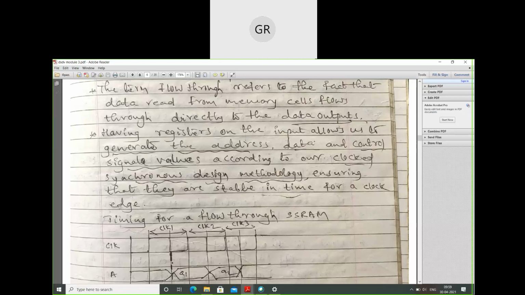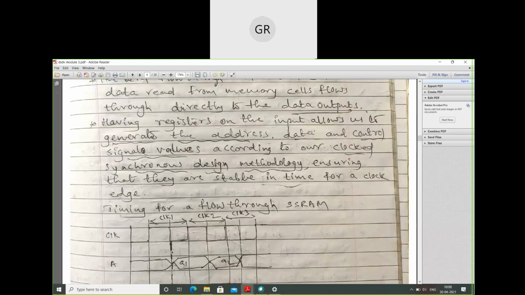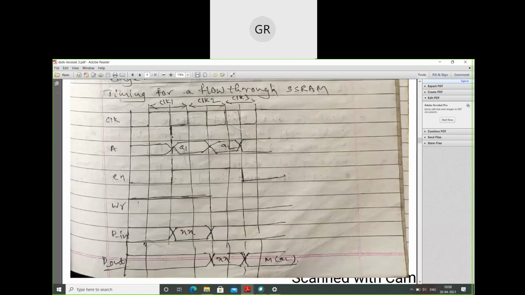It is the simplest form of SSRAM, which has registers only on the input, not on the data output. Then this is the timing diagram for a flow through SSRAM. Just remember this here. Let's go through this portion.